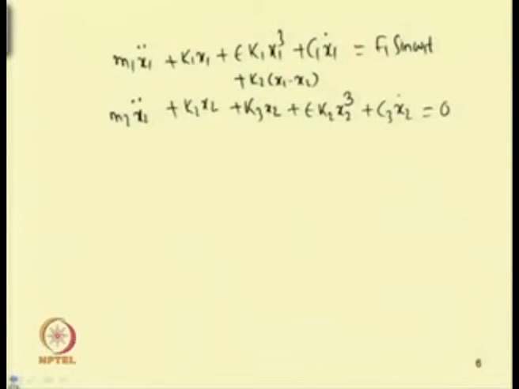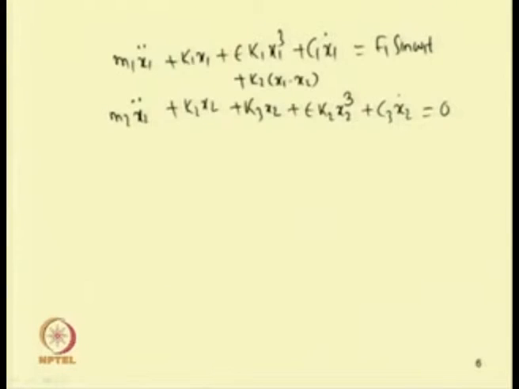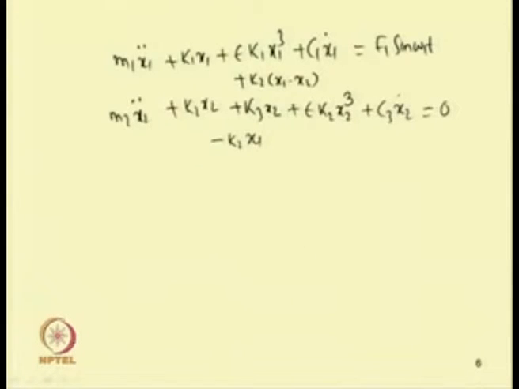So, let us see what we have written. So, m2 x2 double dot. So, this is the force acting this way, plus k2 into x2 minus x1, minus k2 x1 is there. So, minus k2 x1. So, this way we have written. So, this is the equation of motion. So, this equation of motion can be written in matrix form also.